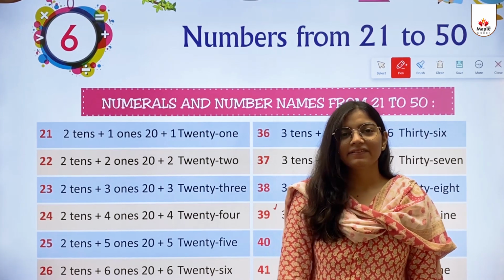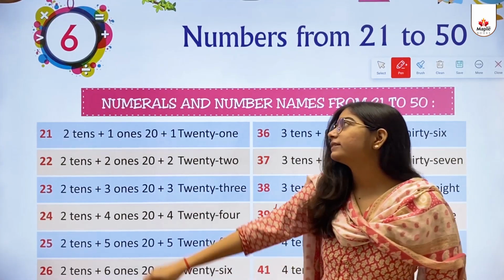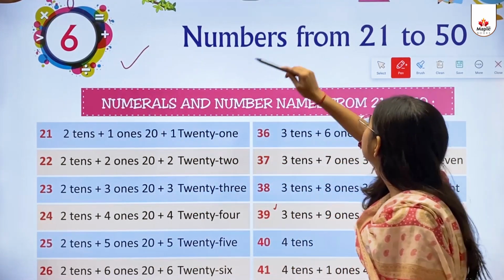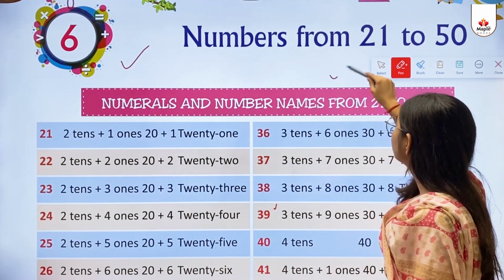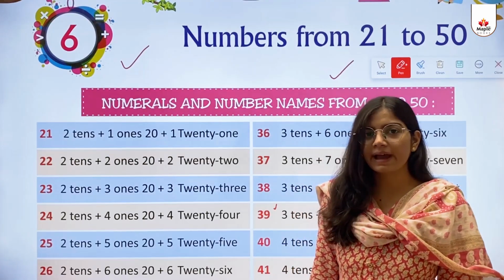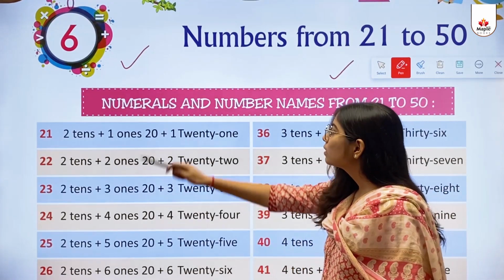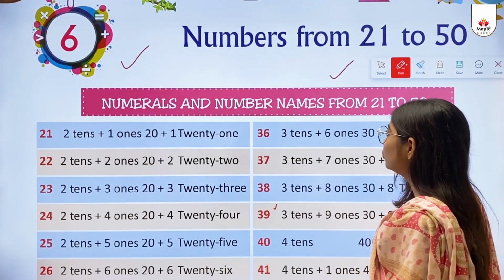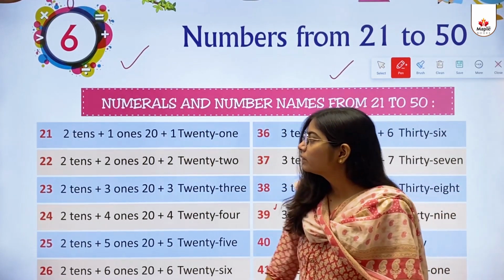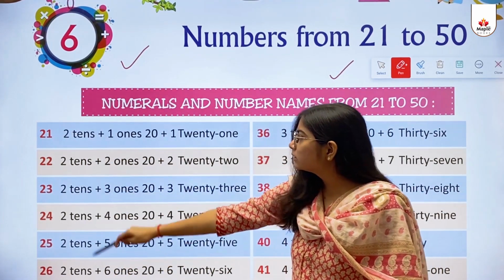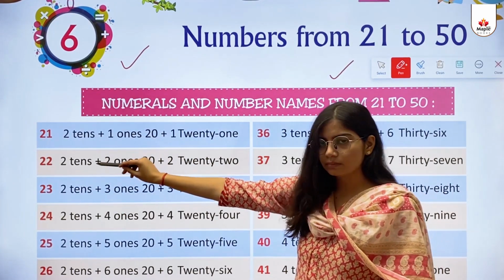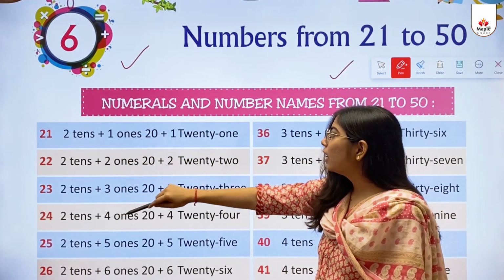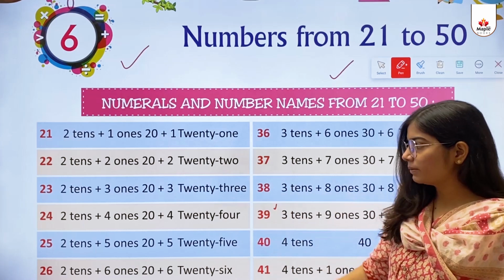Hi kids, we are starting a new chapter, chapter number 6, numbers from 21 to 50, from the book Maths 1. Numerals and number names from 21 to 50. These are the numerals, these are the place values, and these are the number names.